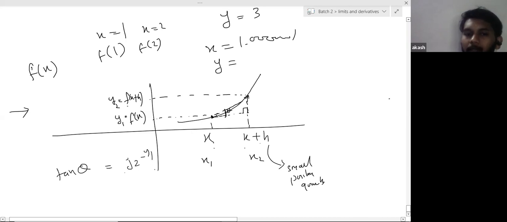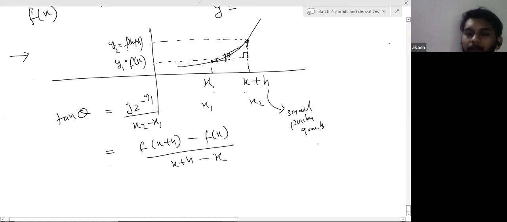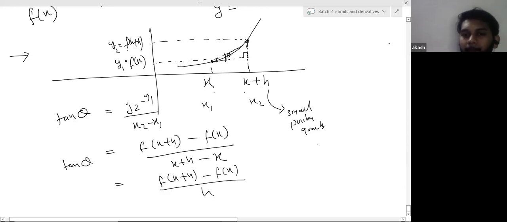y2 minus y1 upon x2 minus x1. This we already studied in straight lines. All right, y2 minus y1 upon x2 minus x1. So what is y2? f of x plus h. What is y1? f of x. What is x2? x plus h. What is x1? x. So tan theta we can write f of x plus h minus f of x upon h. All right, this we can write in tan theta in this right angle triangle.